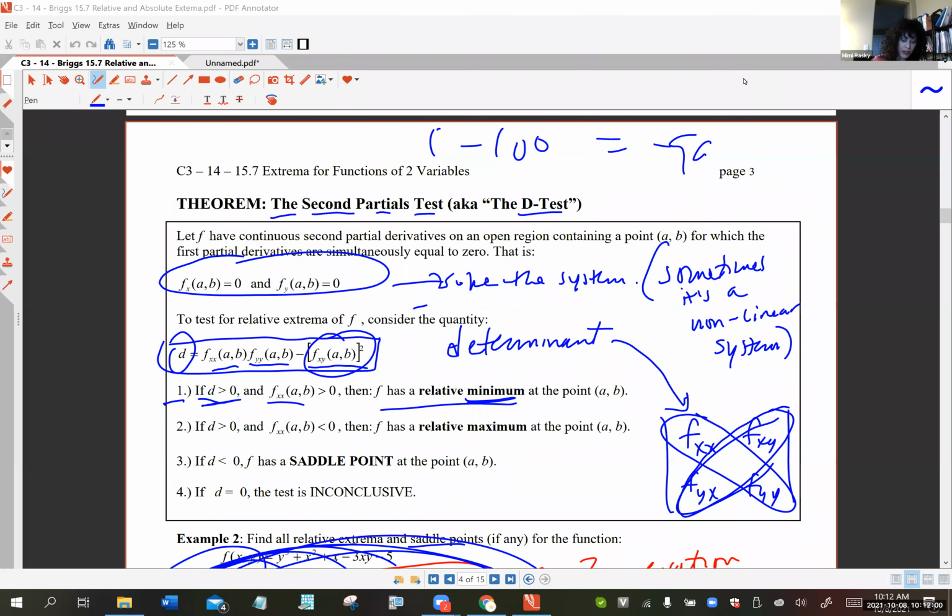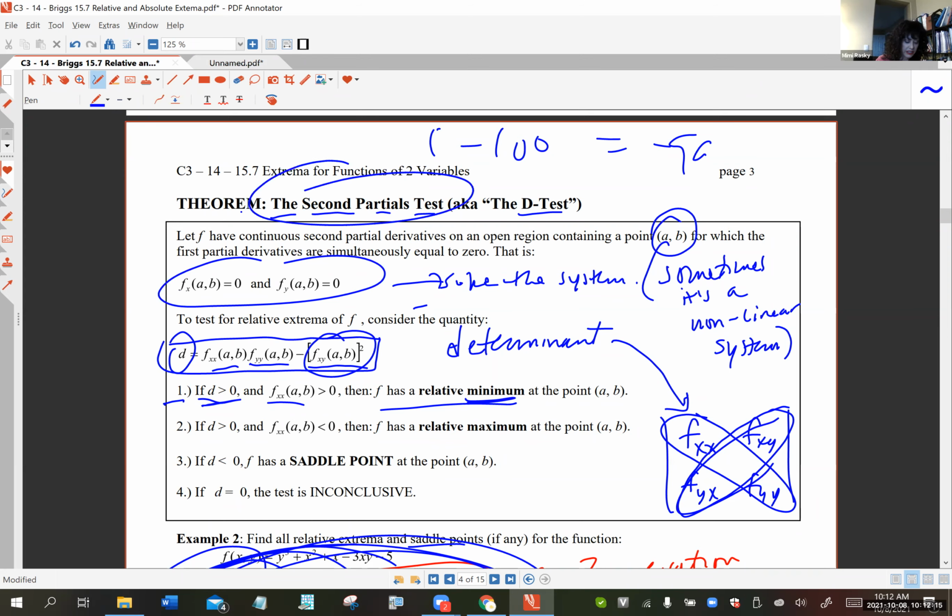And let's say you have one of these critical points. Let's say the critical point has coordinates (a, b). So then what? Okay, so you've already solved this system here. You have to do the D test, also known as the second partials test. You have to form this D quantity.